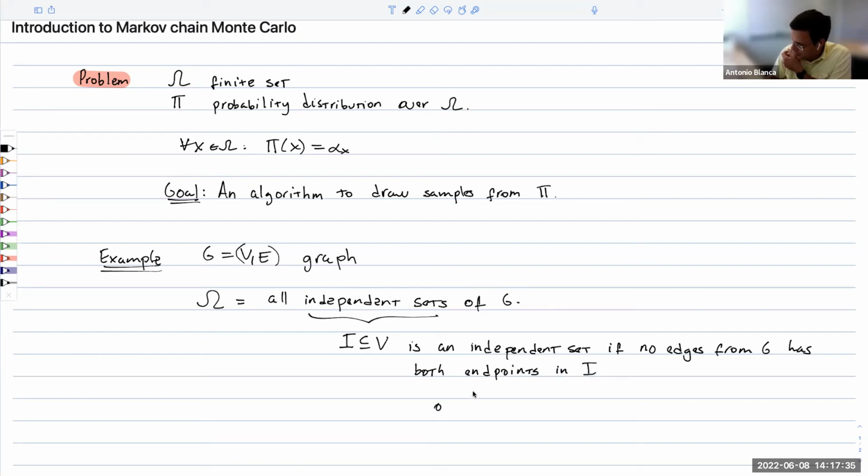Right. For example, if your graph looks something like this, right? So an independent set would be, for example, you take this vertex and this vertex, right? Because you see there are no edges between these vertices, so this is an independent set. But if you were to also include this one in the set, then this is not an independent set, because now you have internal edges in the set.